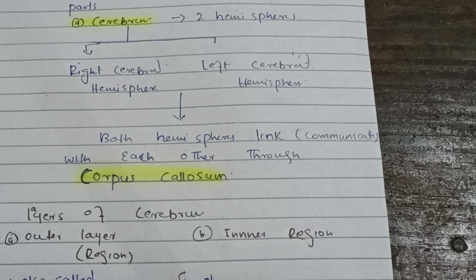This is opposite. If the right cerebral hemisphere is damaged in someone, the left side of the body will lose its function. If the left cerebral hemisphere is damaged, the right side of the body will be nonfunctional. Layers of the cerebrum.